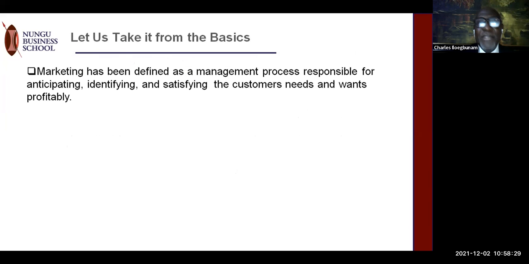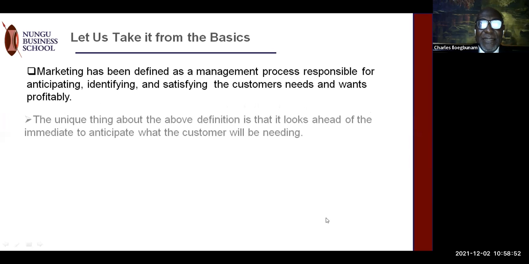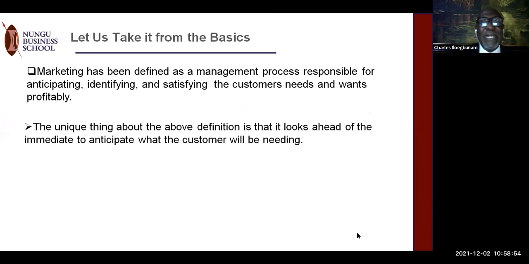Let us take it from the basics. Look at this definition of marketing. It says marketing has been defined as a management process responsible for anticipating, identifying, and satisfying the customer's needs and wants profitably. All right? And I say here, the unique thing about this definition is that it looks ahead of the immediate to anticipate what a customer will be needing. It looks ahead to anticipate.